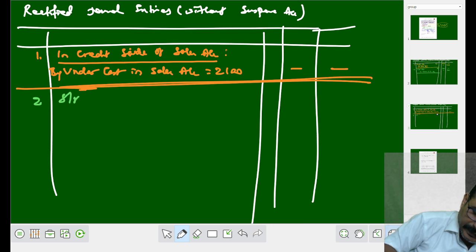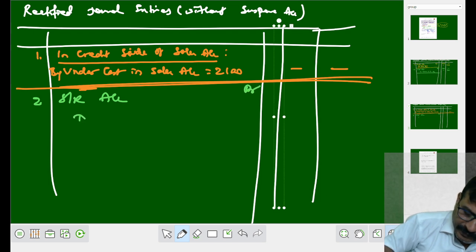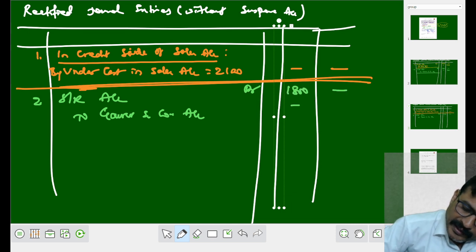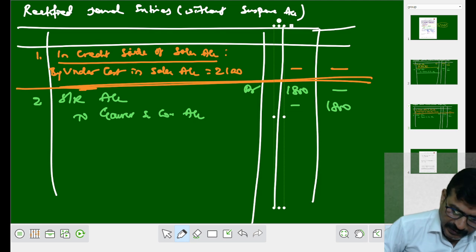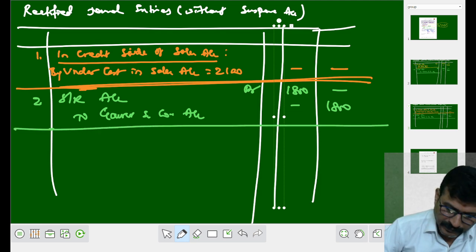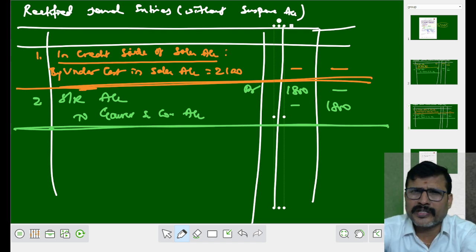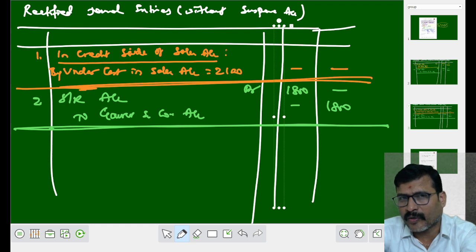That is, sales returns account debit to Gaurav & Co account, an amount of rupees how much? 1800, 1800. Being goods returned by Gaurav & Co is now recorded.